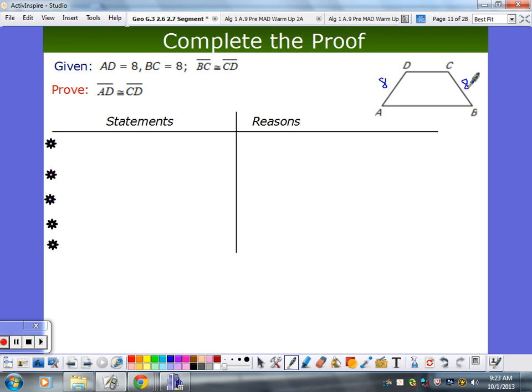And now they're telling me that BC is congruent to CD. All right, where's BC? BC, that's this one. Is congruent to CD. So I'm marking up my diagram. Marking it up. So if I marked up my given, now where am I headed? I want AD to be congruent to CD. Now before we even begin, can we see how we're going to get there? Yeah.